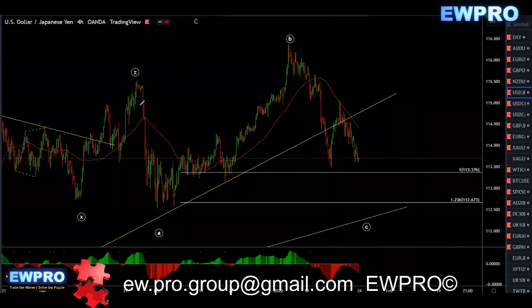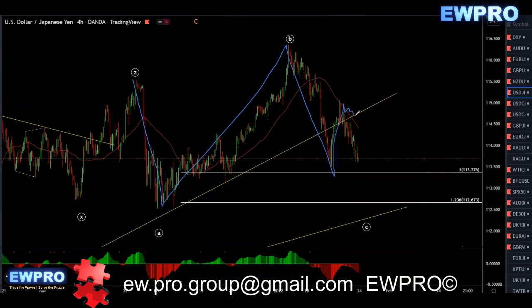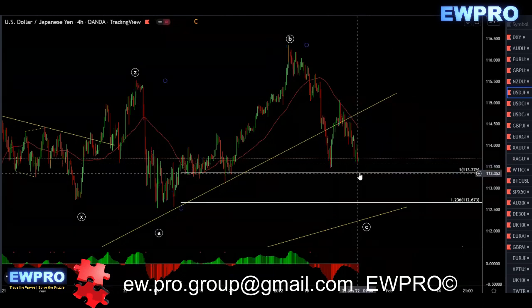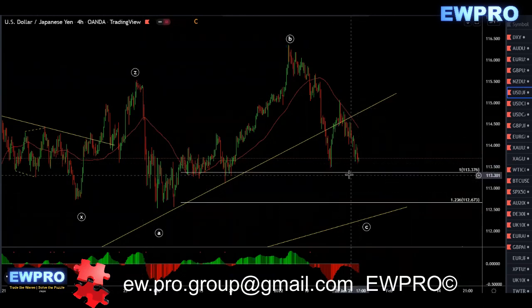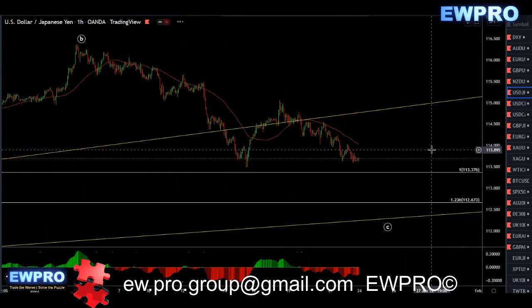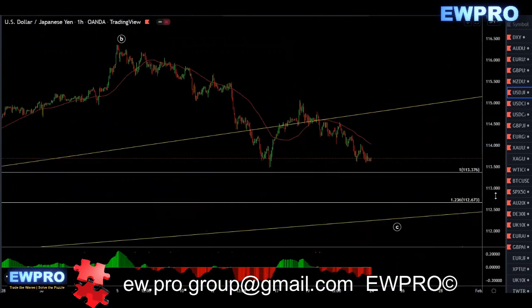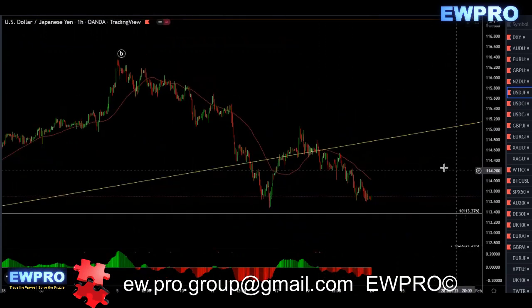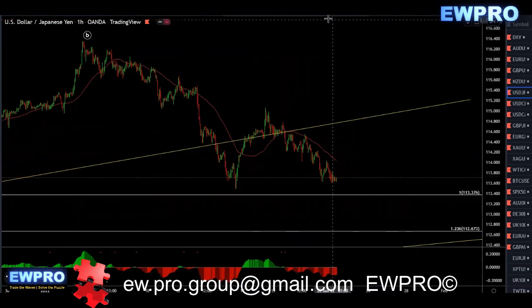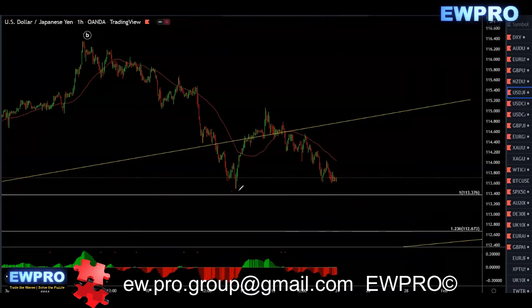So we're looking at an A, B, C on the H4. It may have gone from here, but it didn't give you that buy setup. So we're looking for it to come down to this 100 fib. If you look on the H1, we haven't broken this low here yet. We haven't broken that low.